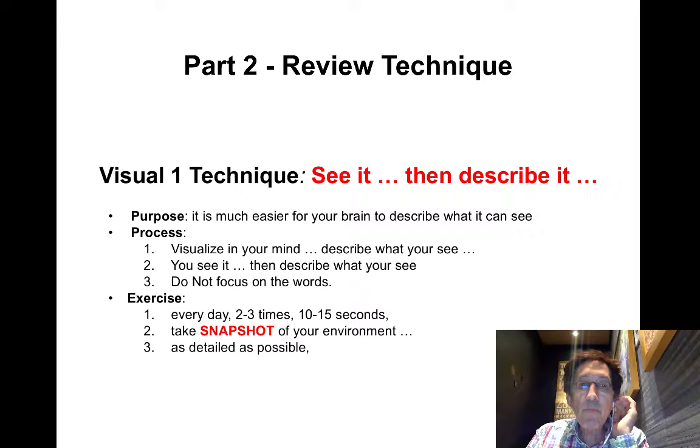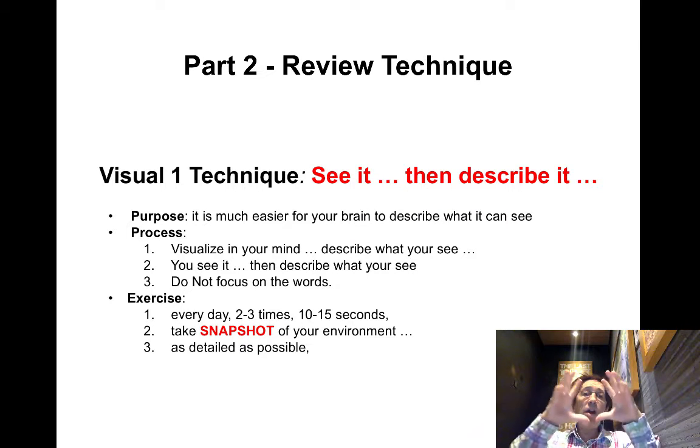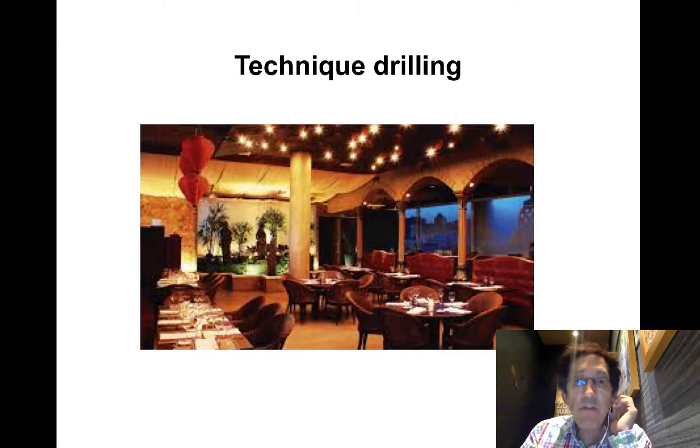Very good. Okay, let's move on now to page 11. Now we're going to do the visual technique. Very simply, I'm going to give you a scenario. In the last exercise, I gave you an object. Now I'm going to give you an environment, like a restaurant, and I just want you to describe what you see. So let's go to page 12.